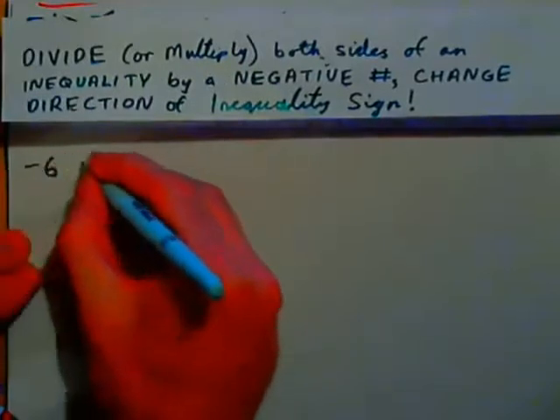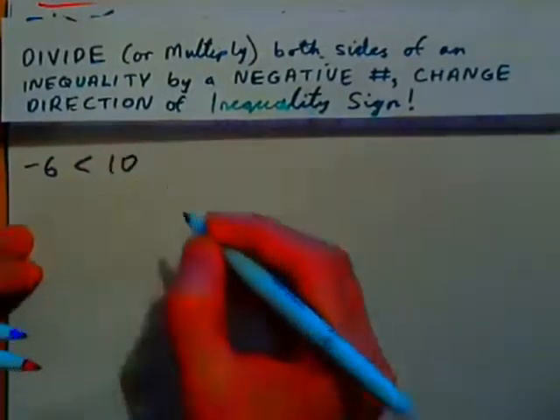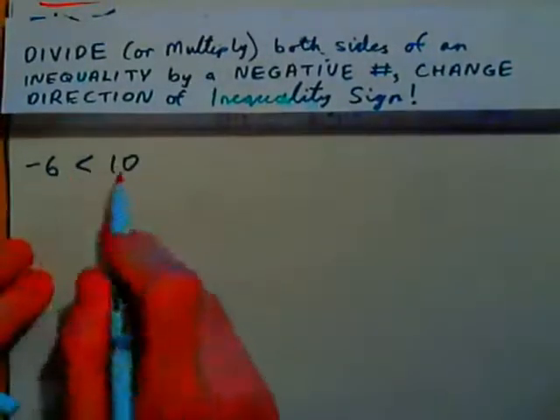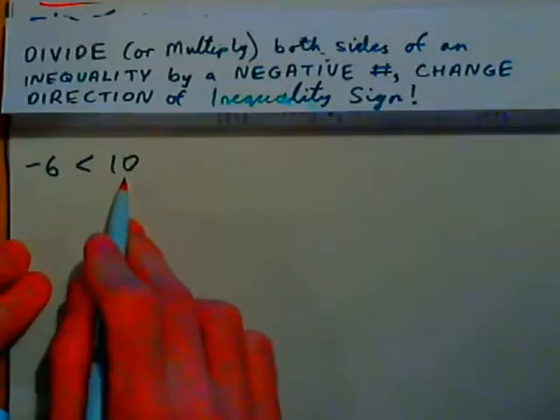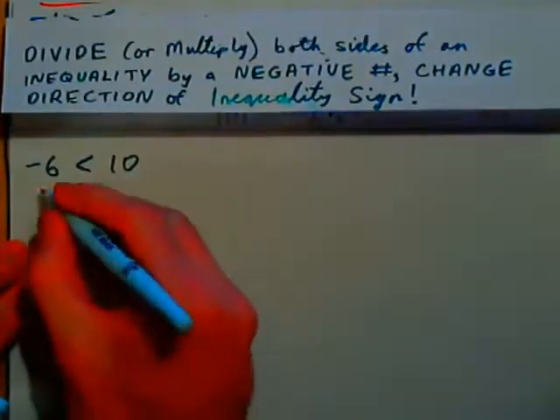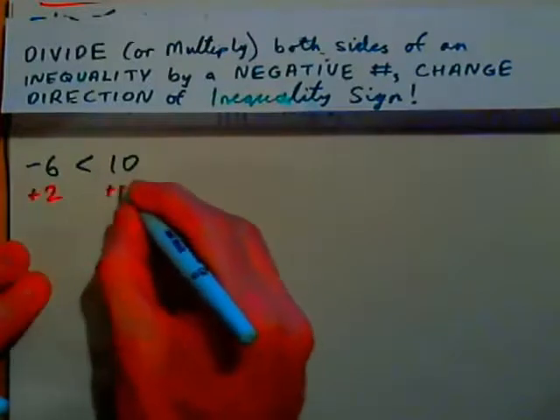Let's take negative 6. Negative 6 is less than 10, isn't it? So if we have this inequality, is this a true statement or is this a false statement? This is a true statement, isn't it? Okay, let's do something. Let's add 2 to both sides and see what we get.